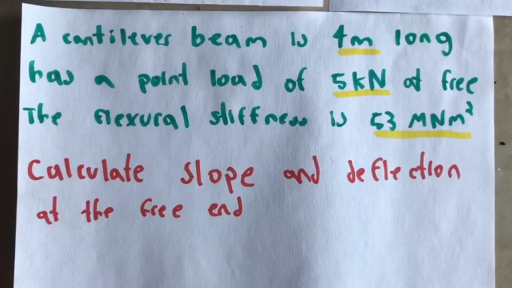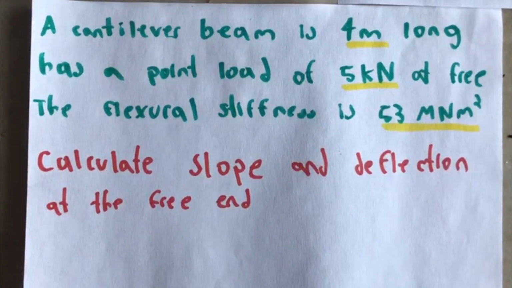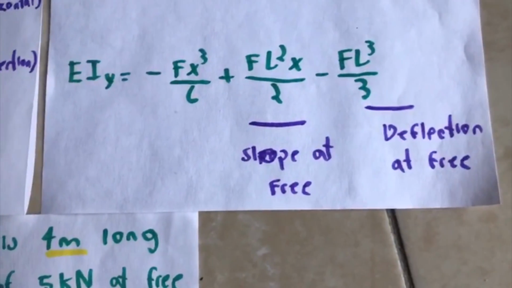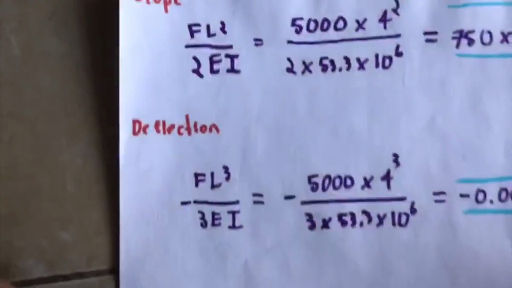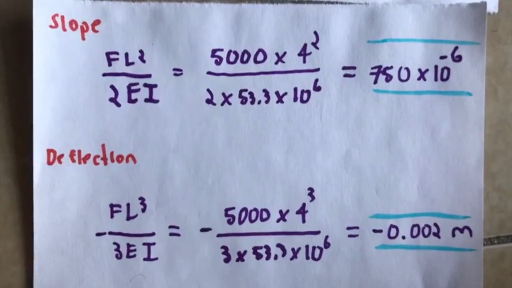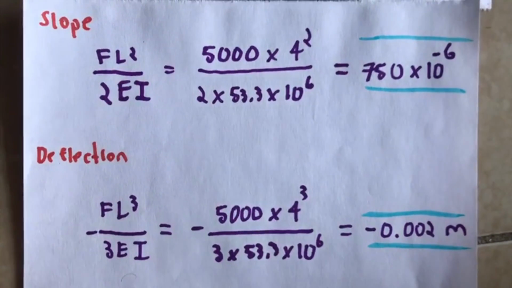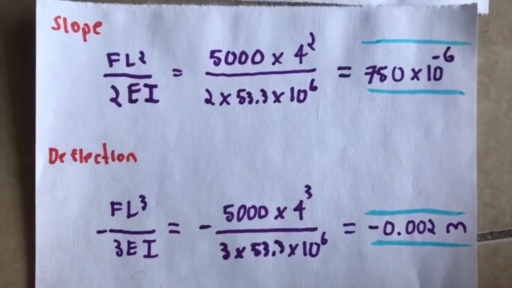One example case is a cantilever beam at 3, meaning we can use the formula we already got. We need to get the slope and deflection, so we use the second and the third term. The slope is a very small one, and the deflection is negative 0.002 meters.